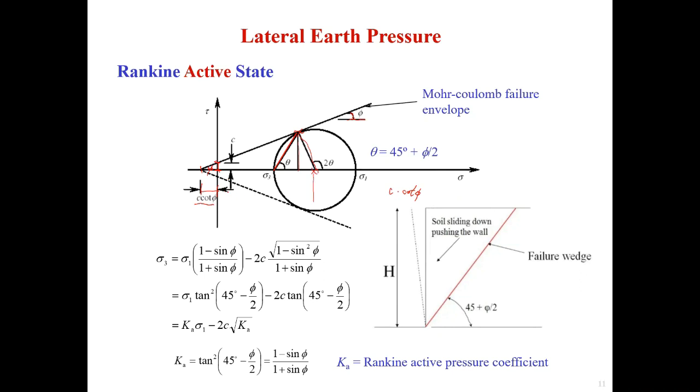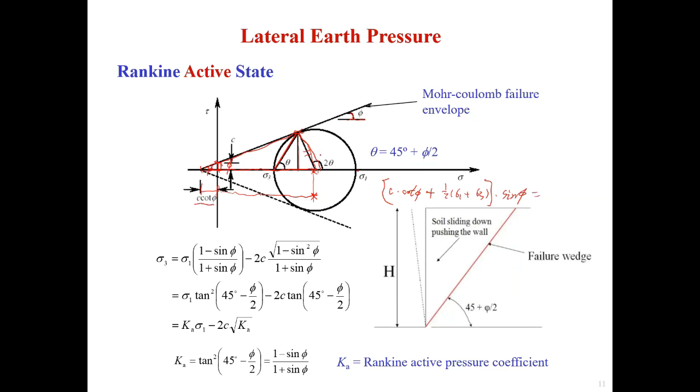And how about the distance from here to here? That will be half of sigma 1 plus sigma 3, because here that's sigma 3, here that's sigma 1, and the middle point between sigma 1 and sigma 3 is half of sigma 1 plus sigma 3. So if we take the sum of both lines, it will be this length right here. And if we look at this triangle, this length times sine phi gives us this length, right?